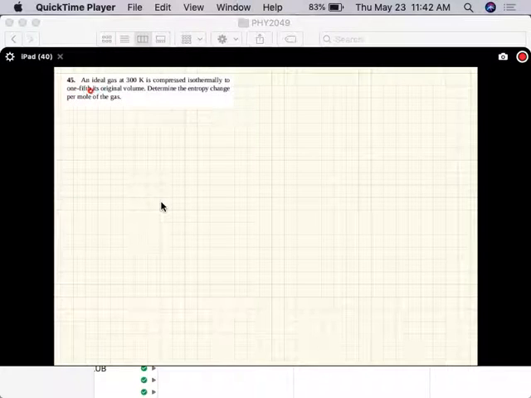Okay, so this problem says an ideal gas at 300 degrees Kelvin is compressed isothermally to 1/5 its original volume. Determine the entropy change per mole of the gas.